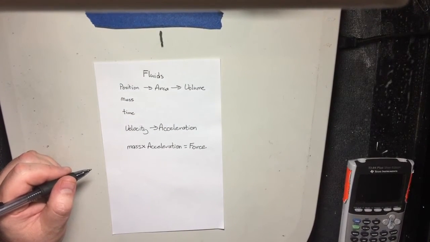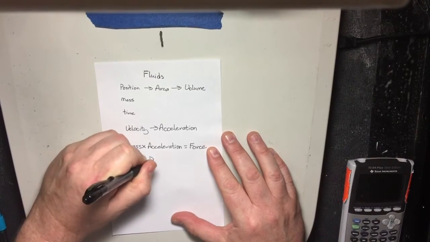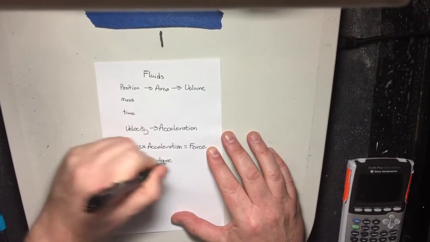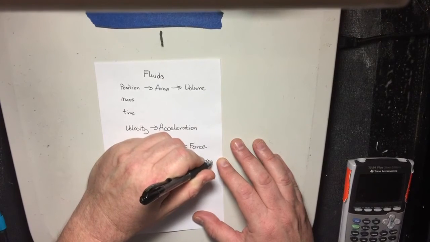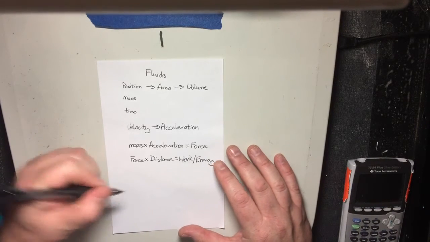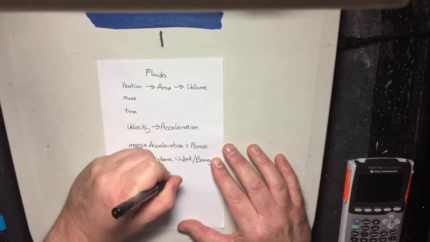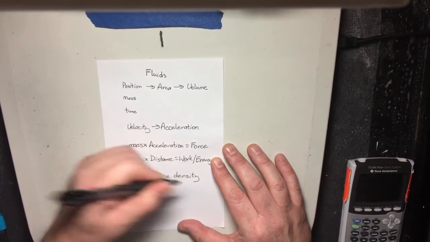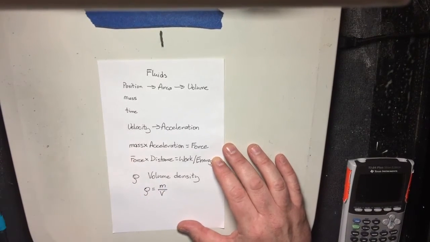And one of the things, if we do force times distance, we get work or energy. And we start seeing that when we mix together these variables and these ideas, we come up with new ones. And we're all familiar with, and we talked about this last time, rho, or volume density. And with volume density, rho, that's merely mass divided by volume.